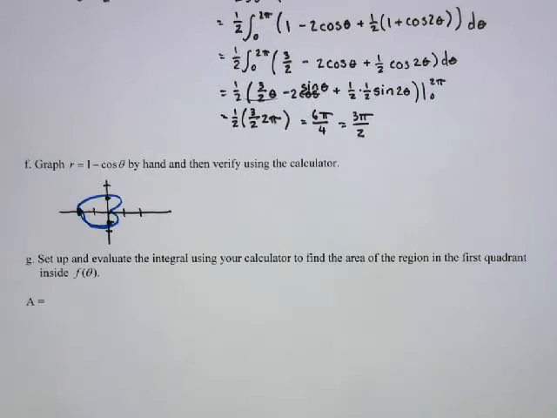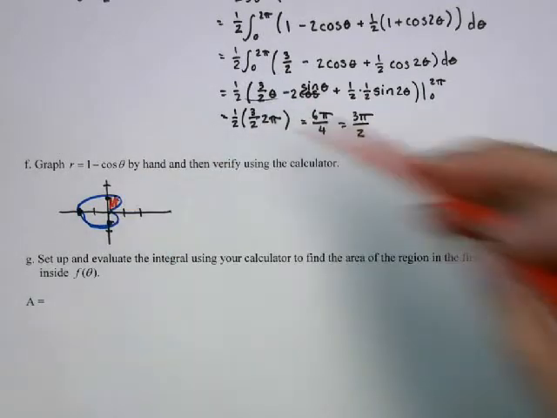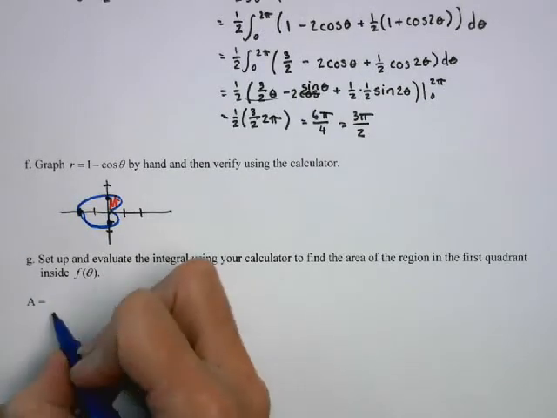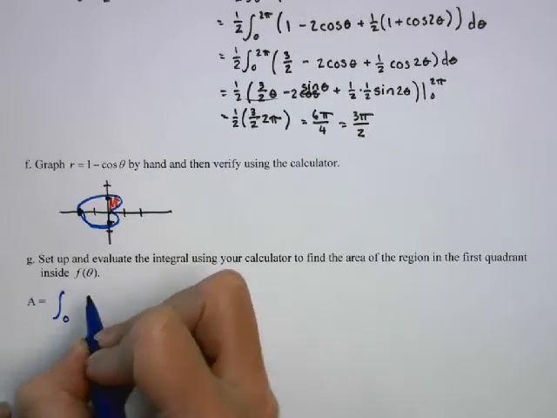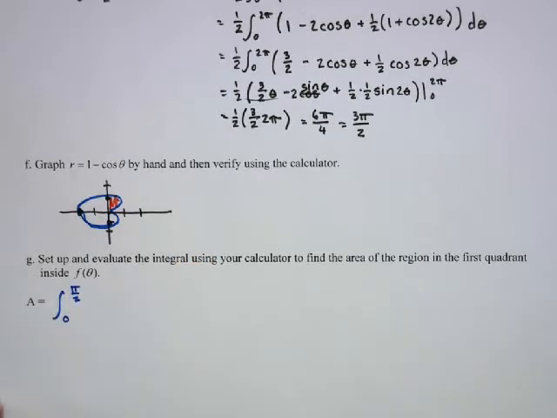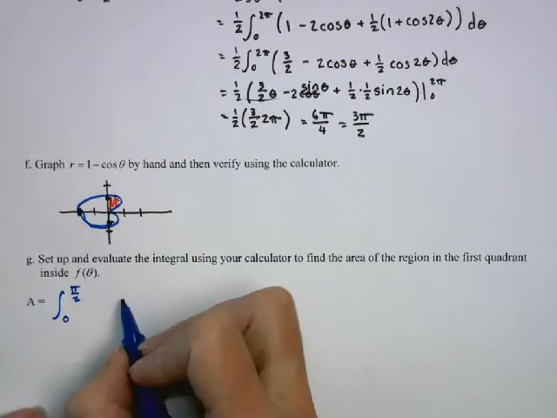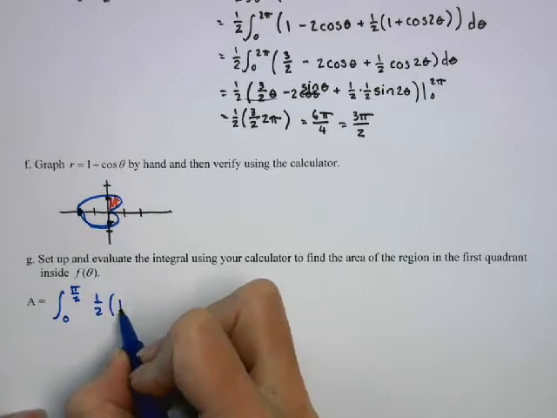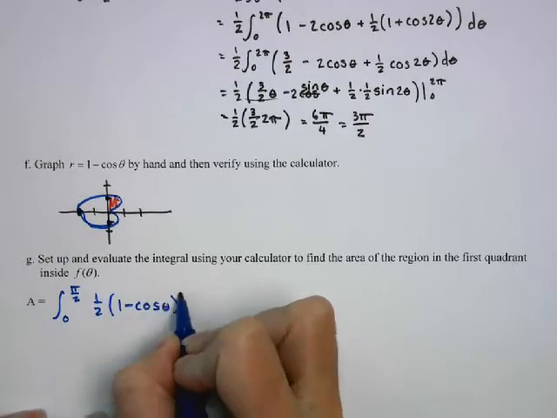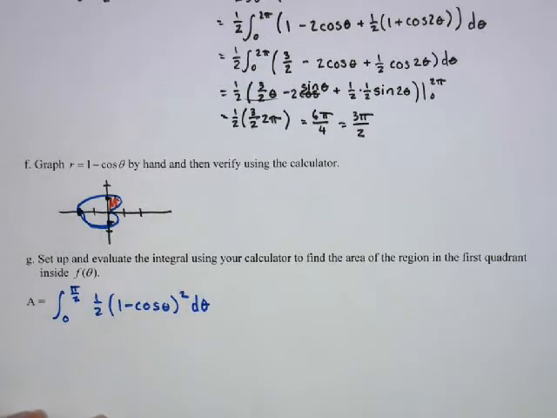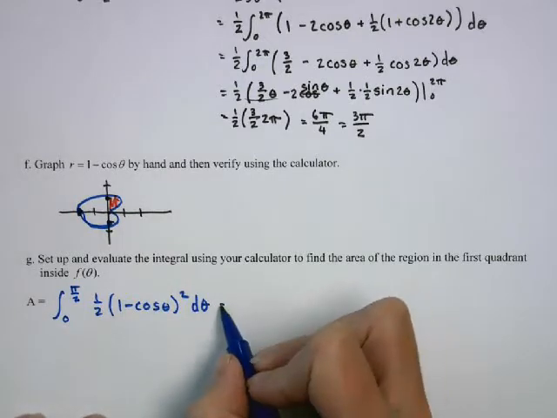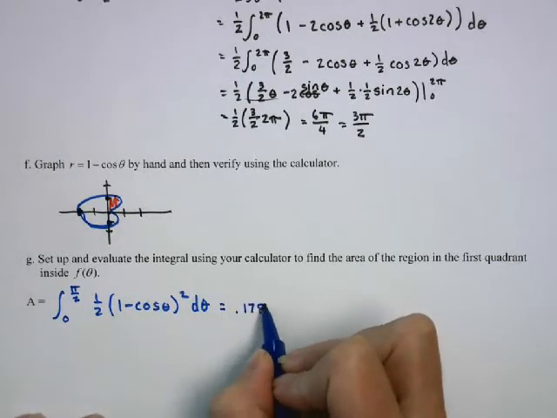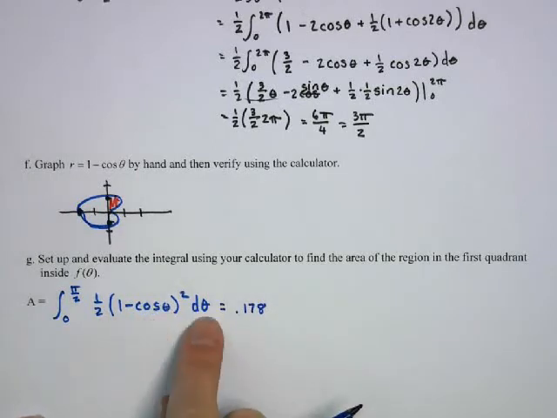Then we're going to set up an integral to find the area in the first quadrant. Okay, so this is going to be the integral from 0 to pi over 2, that's the first quadrant in polar, of 1/2 r squared. And then we type that in the calculator and get 0.178. Now if you're in polar mode, these will be thetas. If you're in rectangular, it'll be x, but you'll still get the same thing.